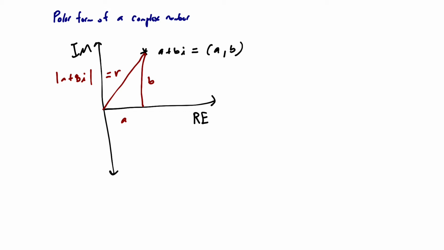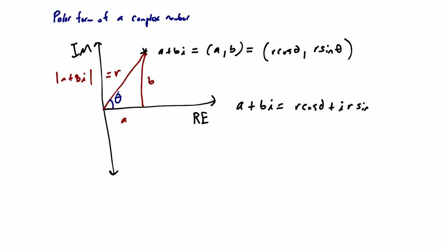Furthermore, we can define the angle between the x-axis and the acute angle of our right triangle to be theta, and we have enough information to rewrite this in polar form. Another equivalence that we have is that our a can be represented as r cosine theta, and our b is r sine theta. And therefore, our complex number a plus bi is going to be equal to r cosine theta plus i times r sine theta. And so we define the polar form of our complex numbers as follows.